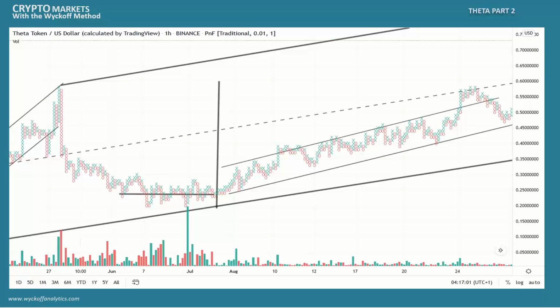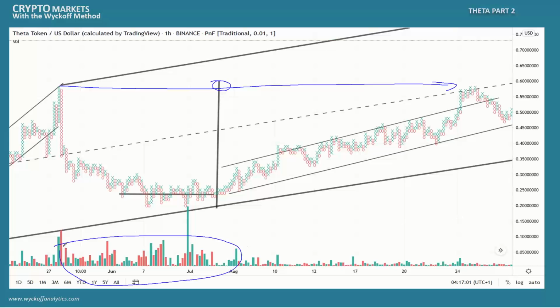So here we see another confirmation. And look also at the supply that is absorbed on the bottom of this formation. Then on this rally, we see no volume. This is another constructive element that we see on this chart. After that, let's go to the next chart.